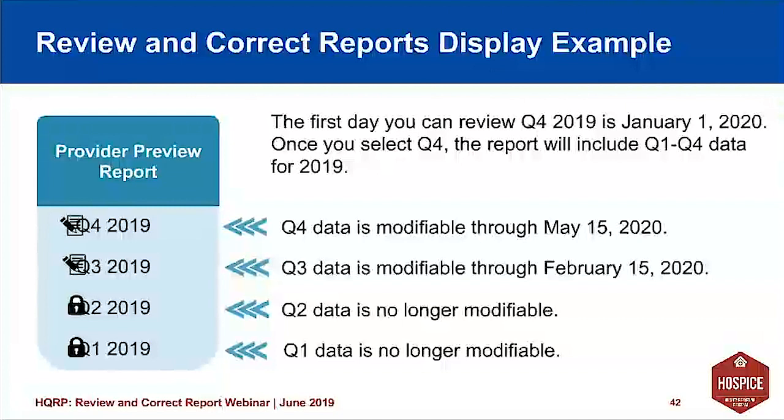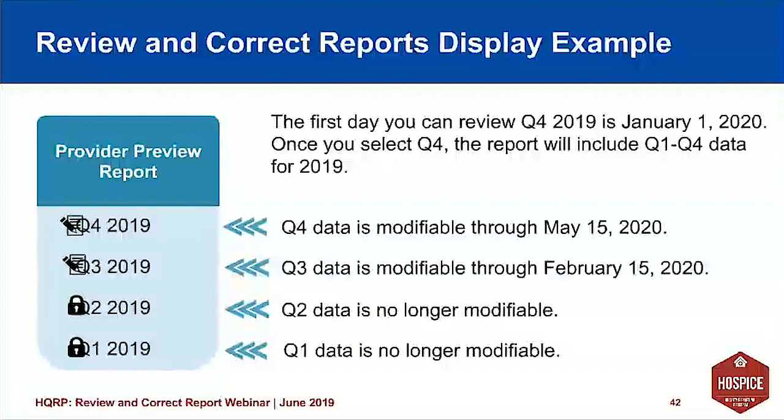When you see these quarters on the report, you'll be able to understand if they're open or closed. The little symbols on the left-hand side of each quarter in the teal box, the little tablet with pencil means the quarter's open, and the little lock means it's closed. So quarter 4, for example, would be open because the data submission and correction deadline for quarter 4 data is May 15th. So quarter 4 of 2019 would have a data correction deadline of May 15th of 2020. So that quarter remains open.